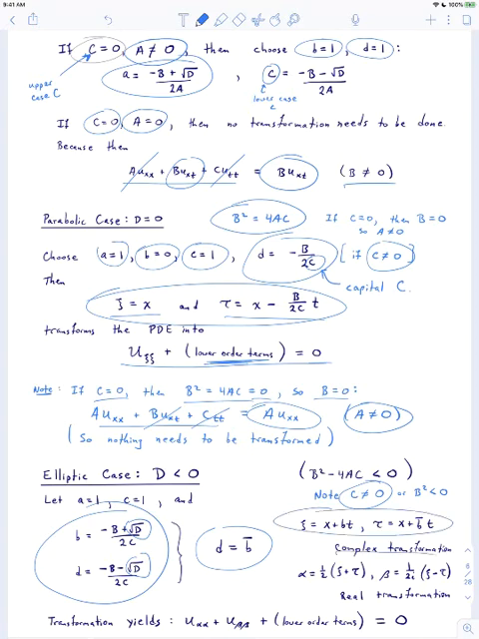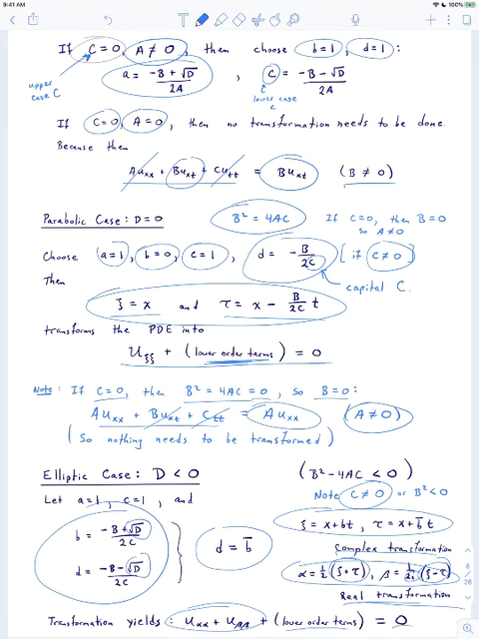Unfortunately, this is a complex transformation, but that's not a big deal because then you can introduce a further transformation. So now it's not xi and tau, you can introduce a further transformation, alpha beta, and then the composition ends up being real. Notice that xi and tau are in here. Notice there's also an i. So you see lots of imaginary numbers here, or complex numbers, but when you look at the composition, you end up with a real transformation. And this transformation yields u sub alpha alpha plus u sub beta beta plus some lower order terms equals 0.